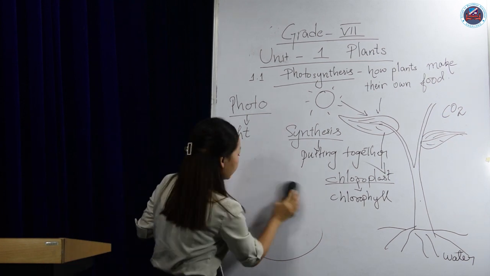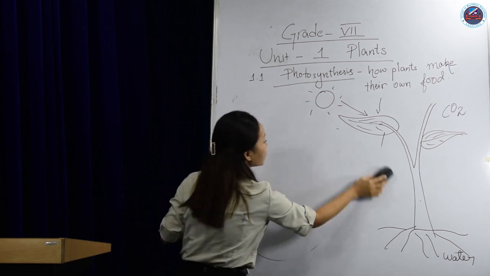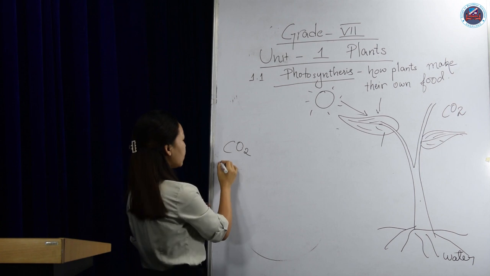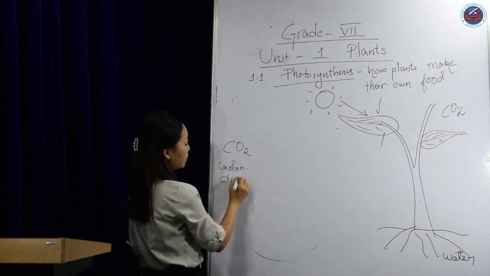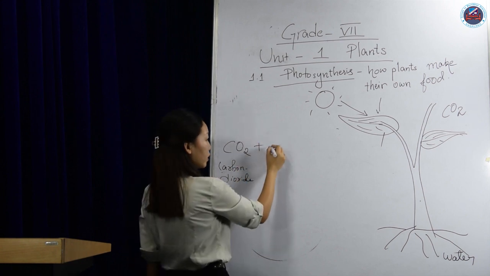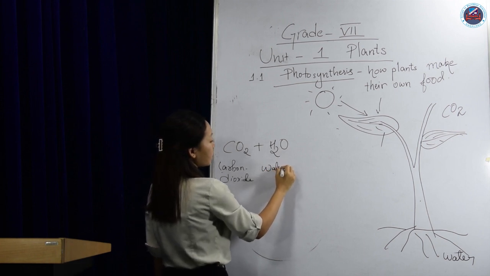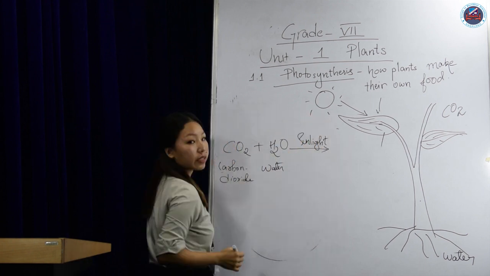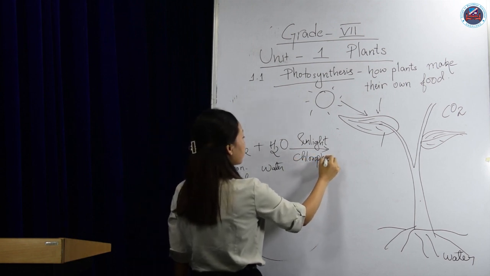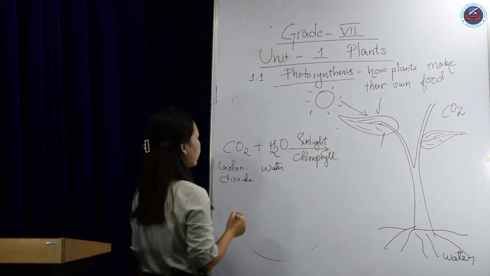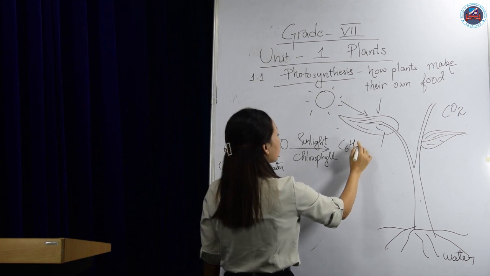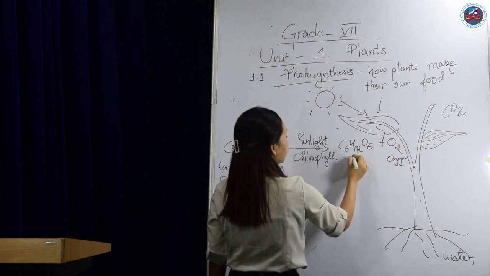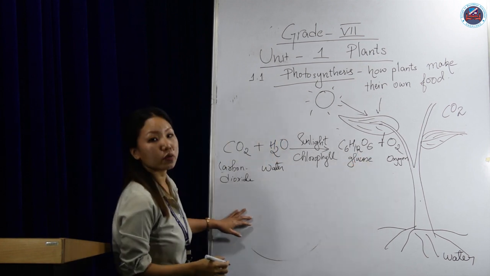Now the equation for photosynthesis. The equation for photosynthesis is CO2, that's carbon dioxide, combines with water, H2O, in the presence of sunlight and chlorophyll, produces glucose, that is C6H12O6, plus oxygen, O2. So this is our equation for photosynthesis.